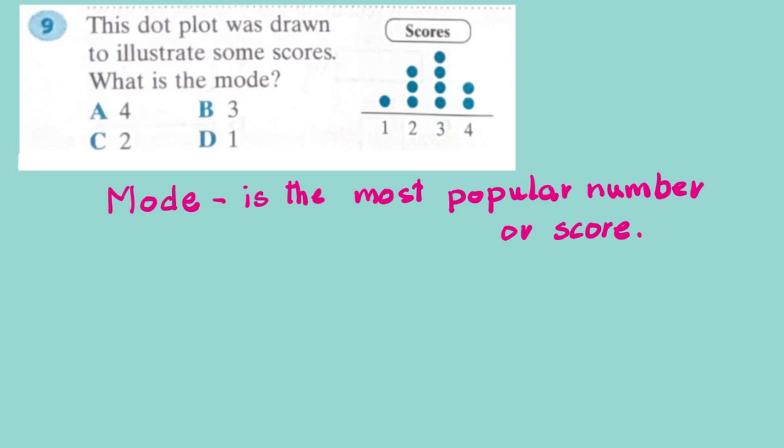So what was my highest score? My highest score was 1, 2, 3, 4. So I can highlight A.